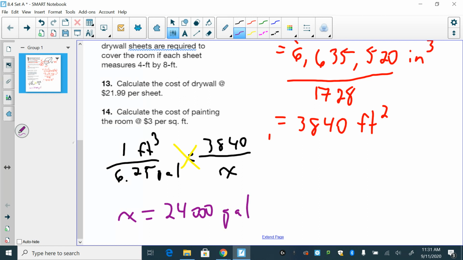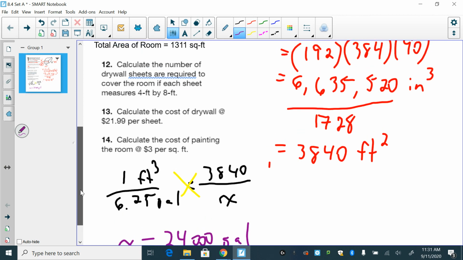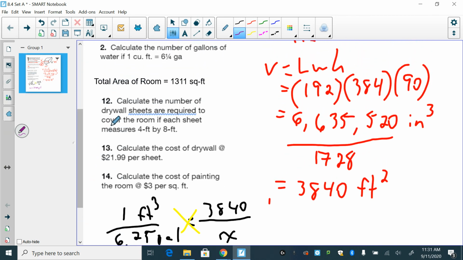Okay, that part's done. All right, so I'm looking at this other question now, right here. So the first part of it before 12, you had to find the total area of the room. I'm not going to go through that because that's just area of rectangles and squares. It worked out to 1311 square feet. So the part I care about here is this: calculate the number of drywall sheets required to cover the room if each sheet is 4 by 8.